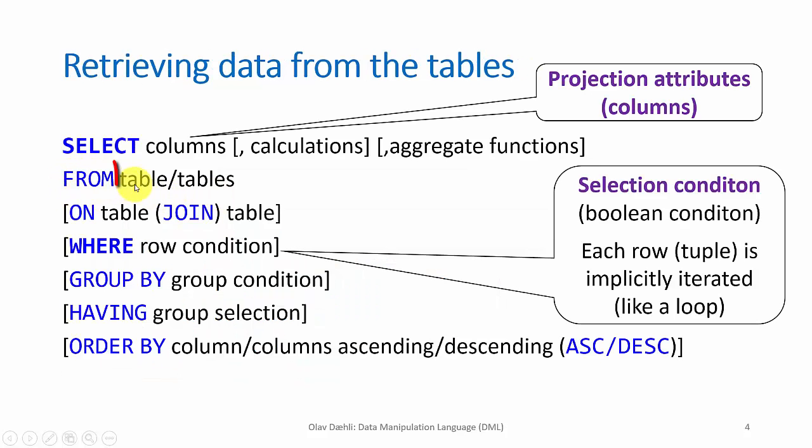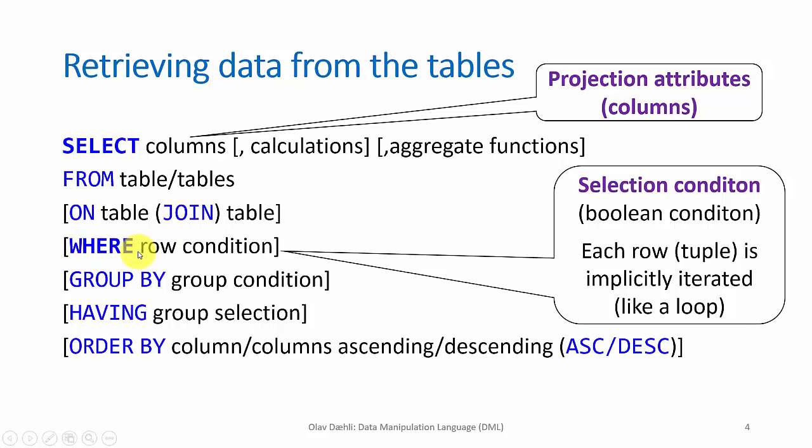Then in the from part we specify which table or tables we will retrieve the data from, and in our example we only have one table, and that is the car table. Join is something we use if we want to join several tables, but for this example we only have one table, the car table, so we will look at that in a later video.